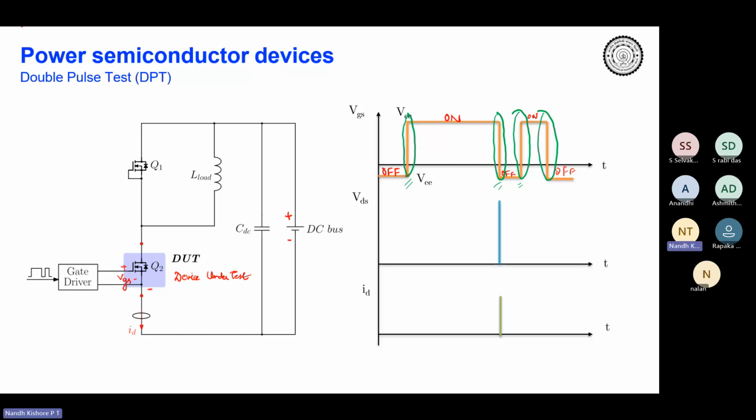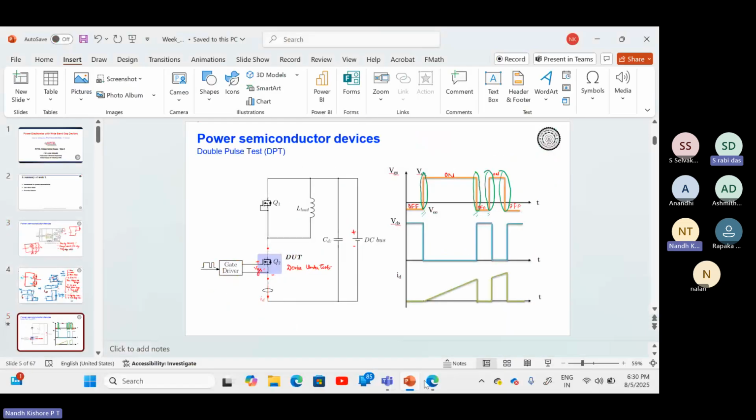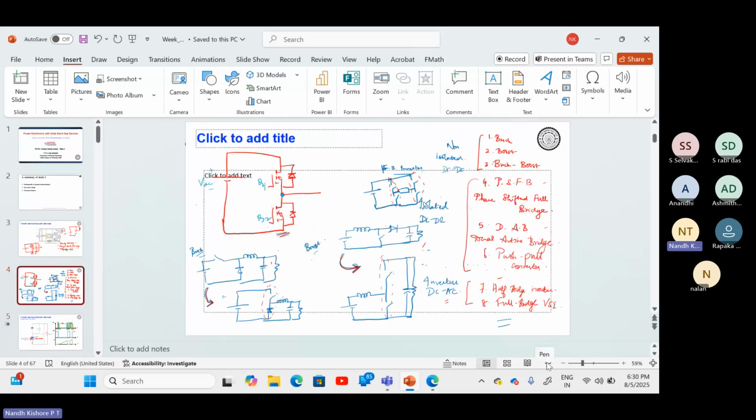Sorry for just one small doubt. In the half bridge, if I use any GaN-based MOSFET, in that case also, should I give this negative gate voltage for turn off, or can I use 0 to VCC? Correct. See, yeah. So, good question.